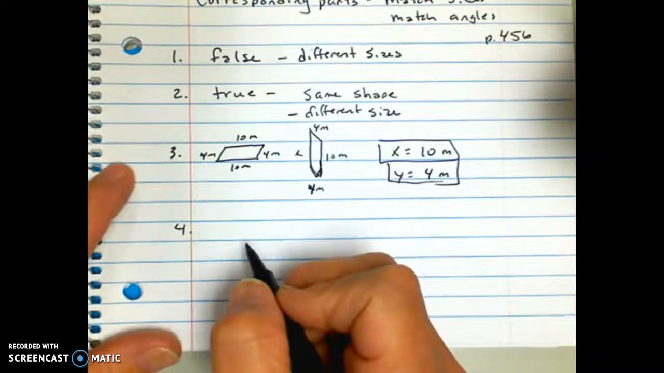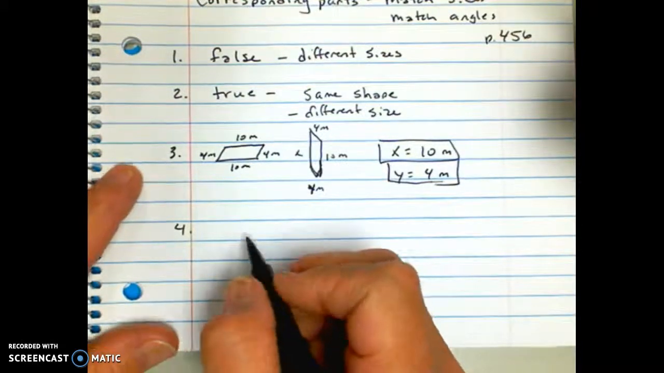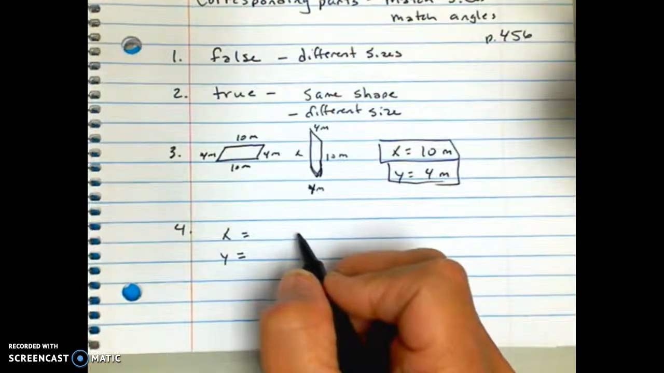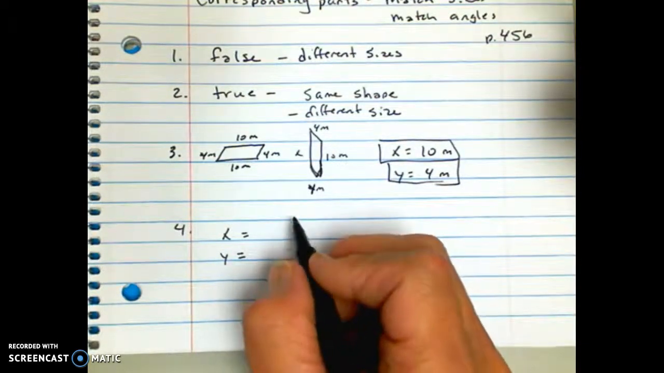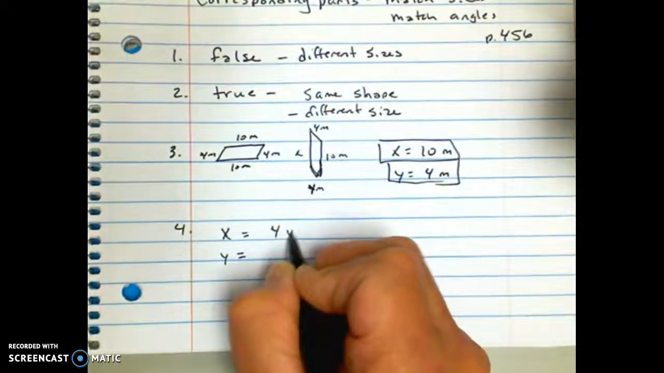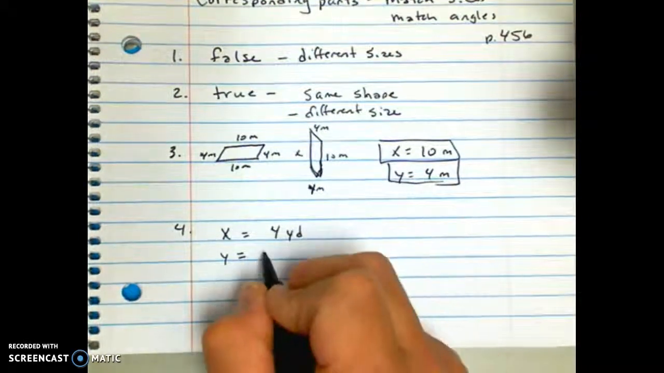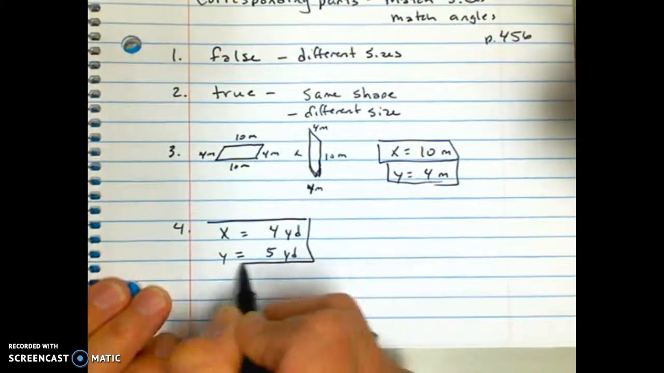Number 4, if we take a look at those two triangles, we want to find the value of x and we want to find the value of y. And both of these triangles are congruent, which means they're the same size, same shape. So if they are the same size and same shape, then the value of x down at the bottom must be equal to 4 yards. And if they're the same, the value of y must be equal to 5 yards. And make sure you box that in.